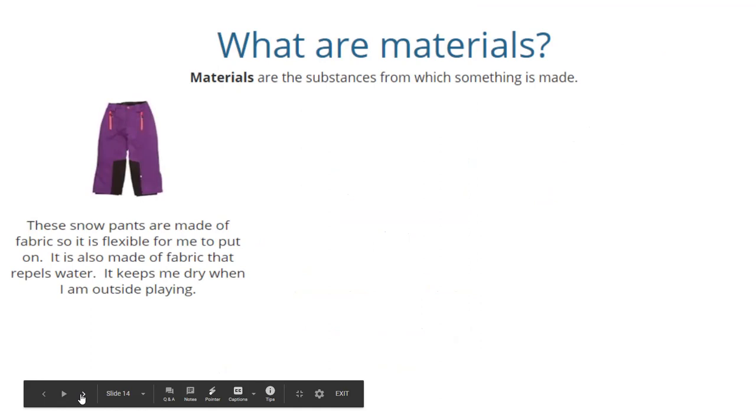Then we talked about how these are snow pants and they are made out of fabric so that it is flexible for us to put on. It is also made out of fabric that repels water. It keeps us dry while we play outside. So we've talked about this. Imagine if your snow pants were made out of metal.